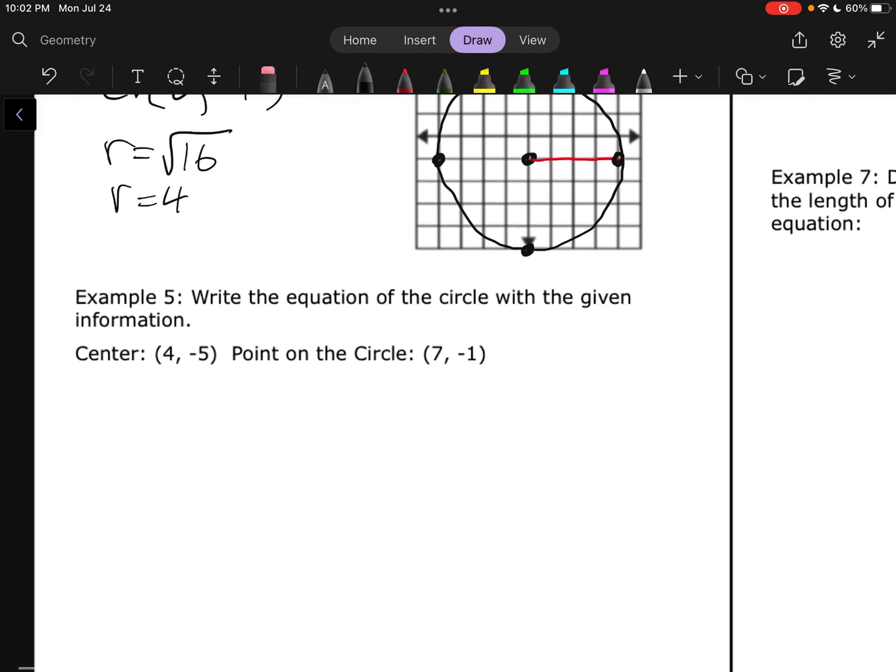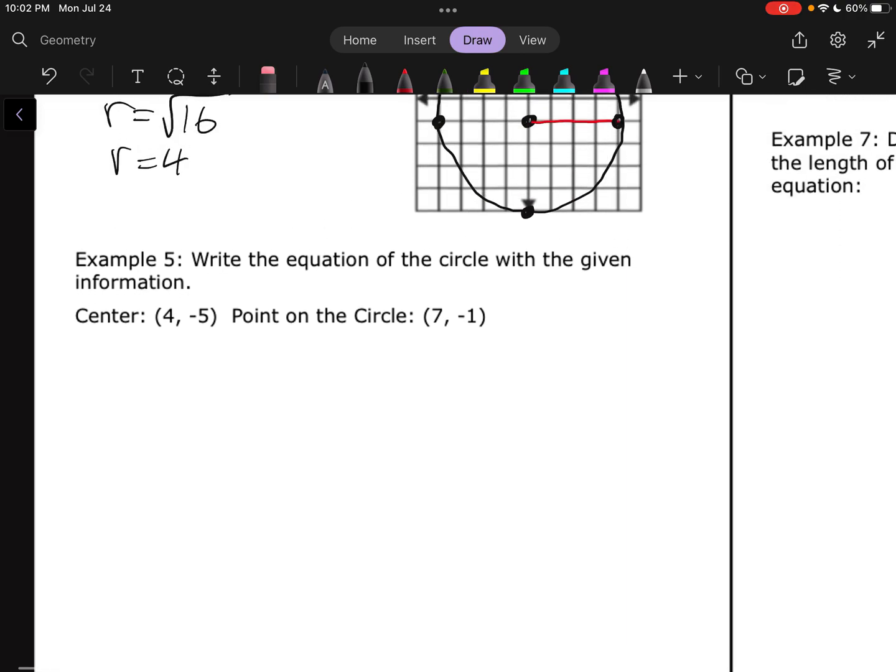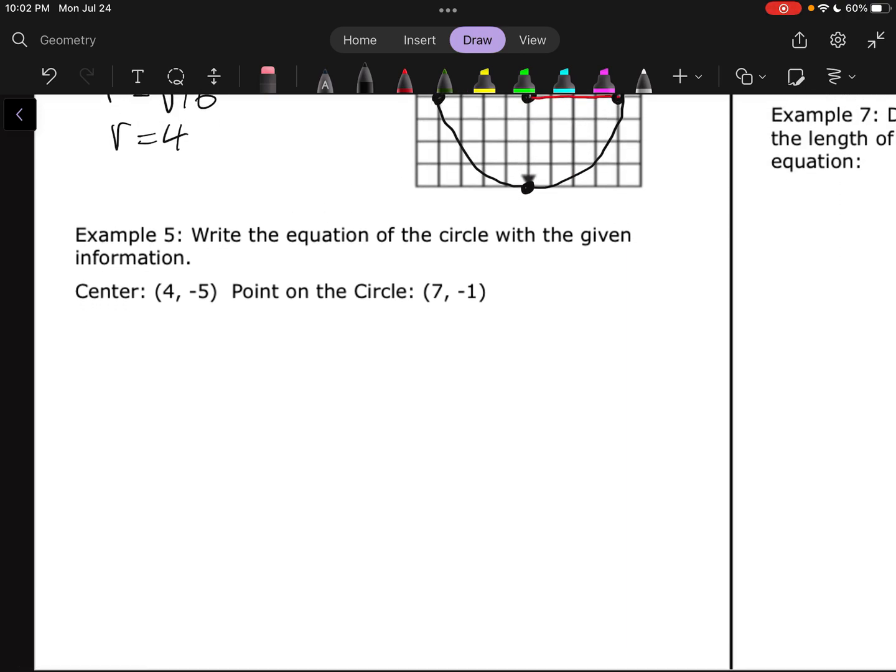Okay, what about this one? So let's write the equation of the circle with the given information. This one's giving me a center. That's cool. It's giving me a point on the circle. Now normally when we write our equation, we would be like, hey, this is x minus 4 squared.